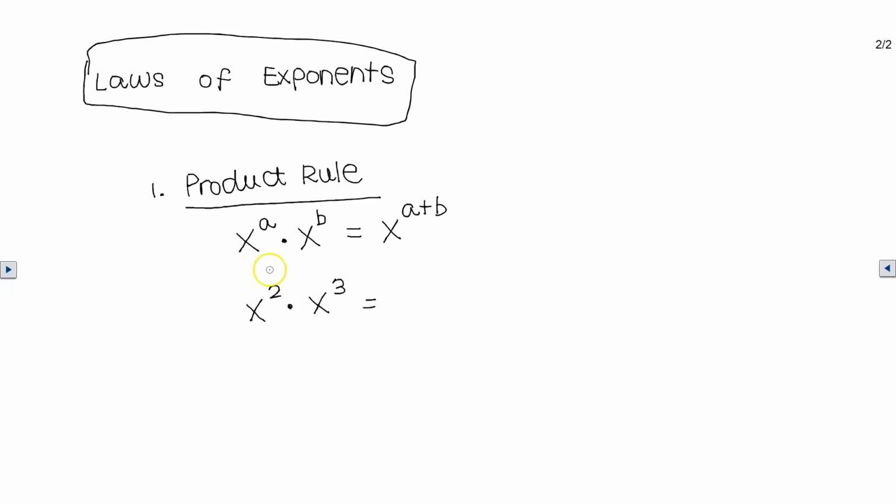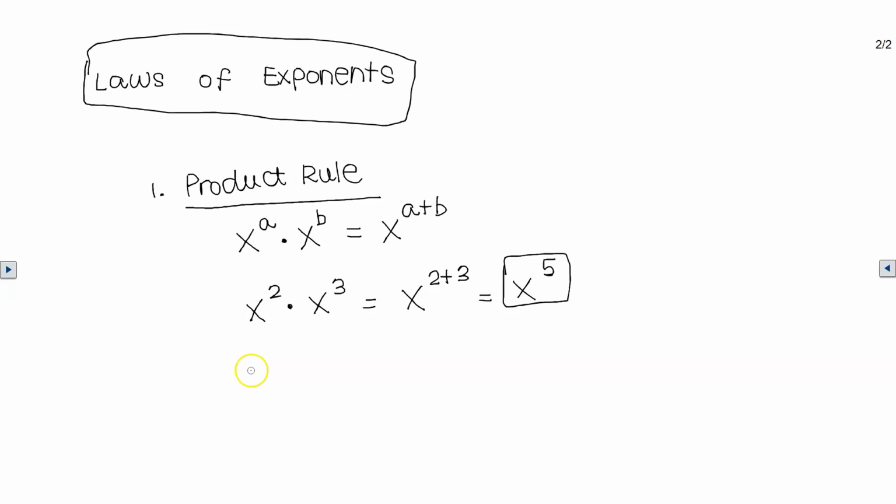Okay, according to this product rule, that would be the same thing as x to the 2 plus 3 power. I would add those 2 exponents together, so the final answer for this should be x to the 5th. So simple as that. The product rule tells me that when I'm multiplying 2 powers and they have the same base, I can just simply add those 2 exponents together. Keep the same base and add the 2 exponents together and make that simpler.